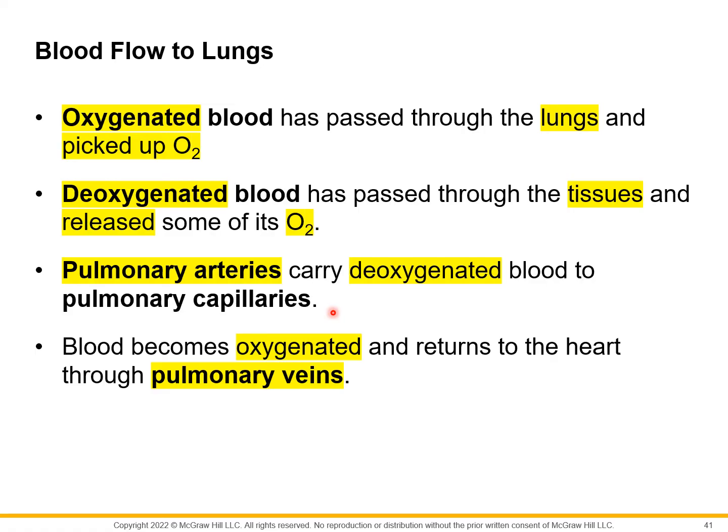After that, the blood would now become oxygenated again, and this would return to the heart by passing through the pulmonary veins.